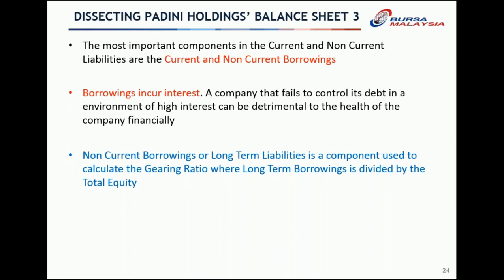So always understand that all borrowings incur interest. A company that fails to control its debt in an environment of high interest can be detrimental to the health of the company financially. Non-current liabilities, or long-term liabilities, is a component used to calculate the gearing ratio, where the long-term borrowings is divided by the total equity. But normally, I wouldn't look at the gearing ratio where normal stocks apply. But in REITs, yes, I will look at the gearing ratio because the limit to the gearing ratio has already been stipulated.